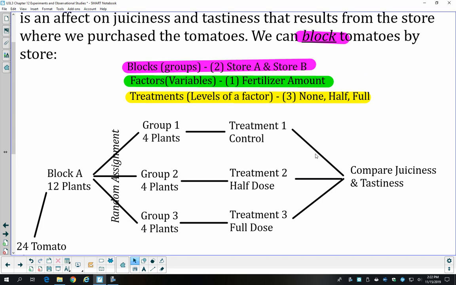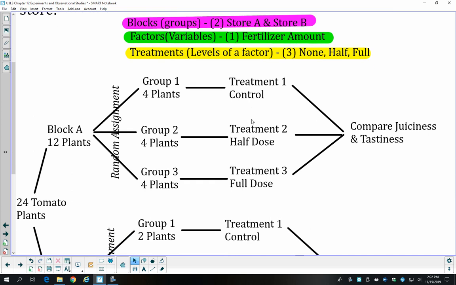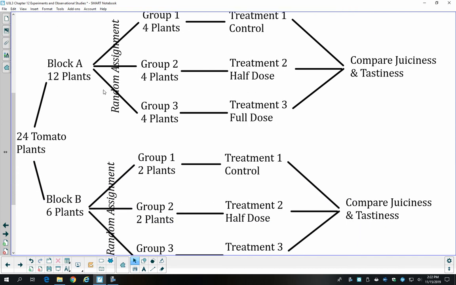So we would create two groups. So in this example, I have two stores, store A and store B. And then basically we would do the experiment with all the tomatoes from store A, and we do the experiment with all the tomatoes from store B. So in this example, we had 12 plants from store A and 12 from store B. And so we have our 3 treatments for block A of the 12 plants from store A. And then we have our 3 treatments for the 6 plants from store B. It's the same experiment essentially done twice for each set of tomato plants.